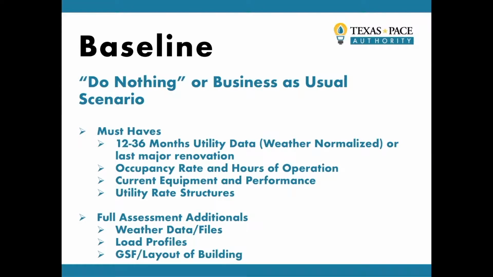You'll need to know things like occupancy rate and hours of operation. How is the building operating? You'll need to know what equipment is currently there, the current equipment plus the performance of that equipment. And finally, in order to do a financial analysis, you'll need to know the customer's utility rate structure. How do they actually pay for the energy and water that they're using?